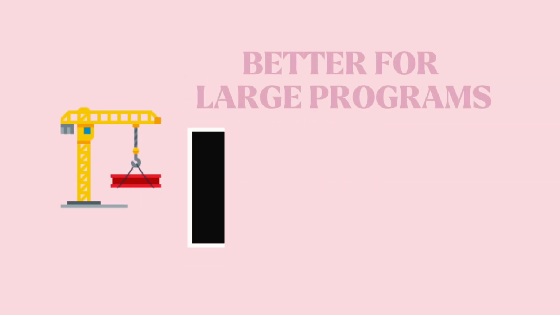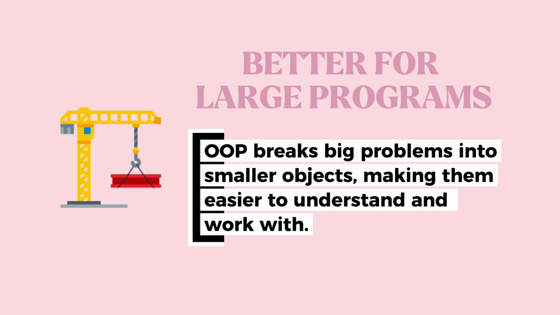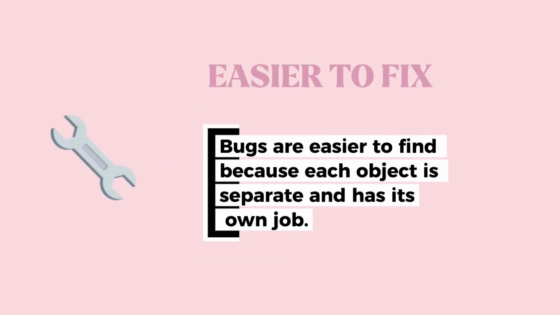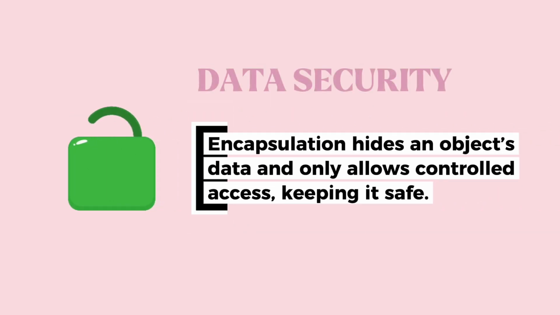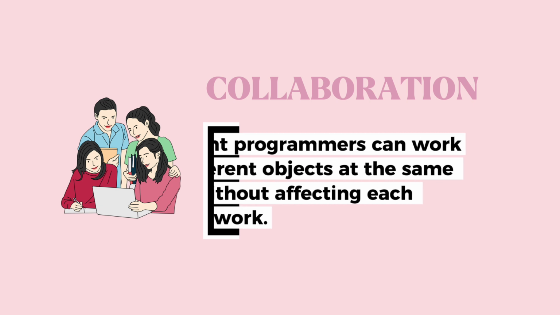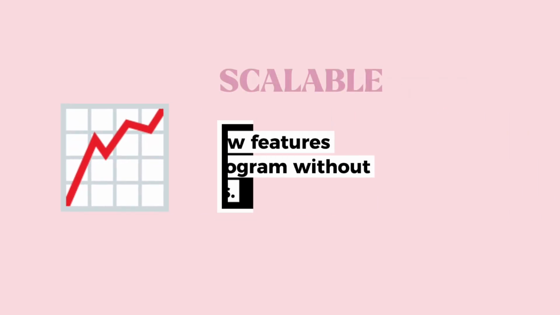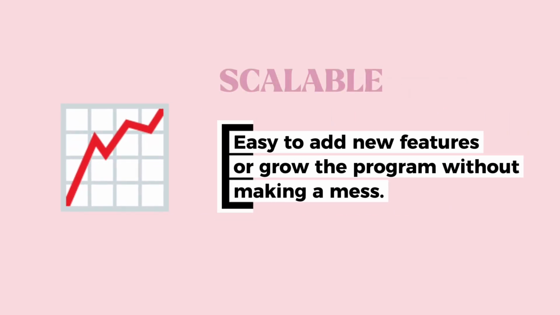It is better for large programs. OOP breaks big problems into smaller objects, making them easier to understand and work with. It is also easier to fix. Bugs are easier to find because each object is separate and has its own job. It also provides data security. Through encapsulation, it hides an object's data and only allows controlled access, keeping it safe. It also supports collaboration, meaning that different programmers can work on different objects at the same time without affecting each other's work. Lastly, it is scalable, meaning that it is easy to add new features or grow the program without making a mess.